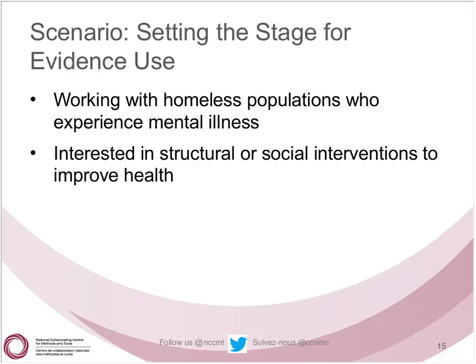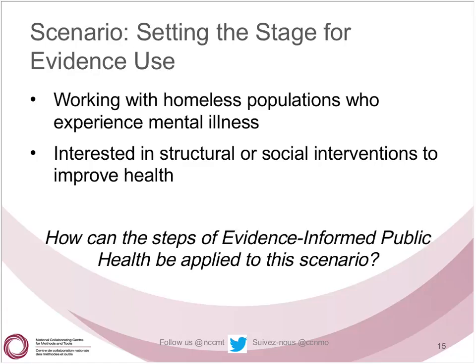So our question really for this webinar is how can the steps of evidence-informed public health that I just showed you in the wheel be applied to this scenario? So if we're working with homeless populations who experience mental illness, we want to find some sort of intervention that has a structural or social component to it that would result in improved health. Where do we start? What do we do? The steps of evidence-informed public health will help us with this.